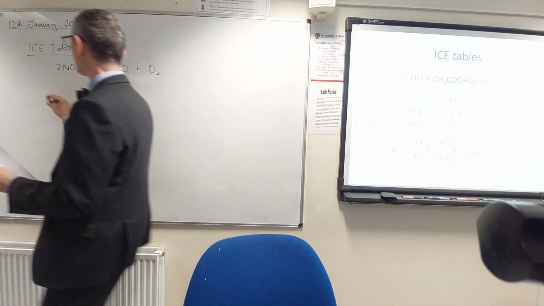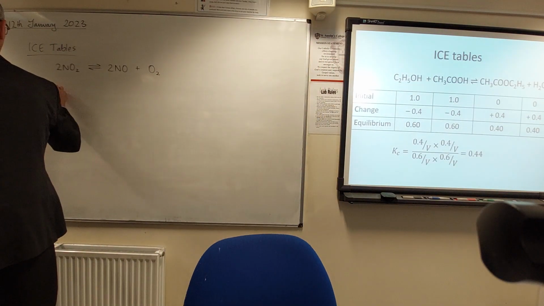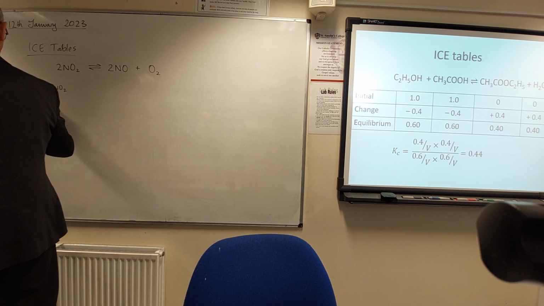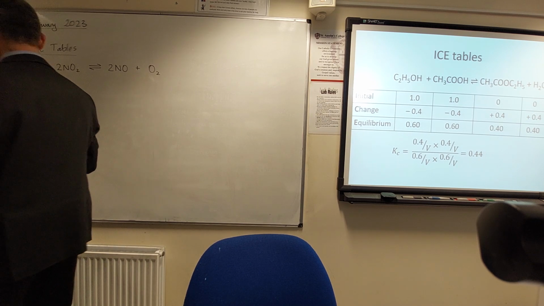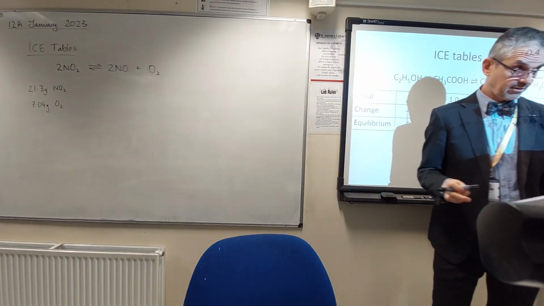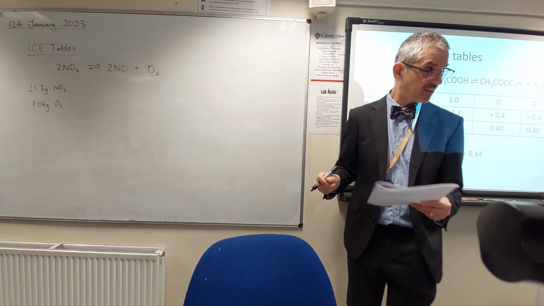So we've got 21.3 grams of NO2 and 7.04 grams of O2. Can you convert those into moles for me? Give your answer to an appropriate degree of precision.